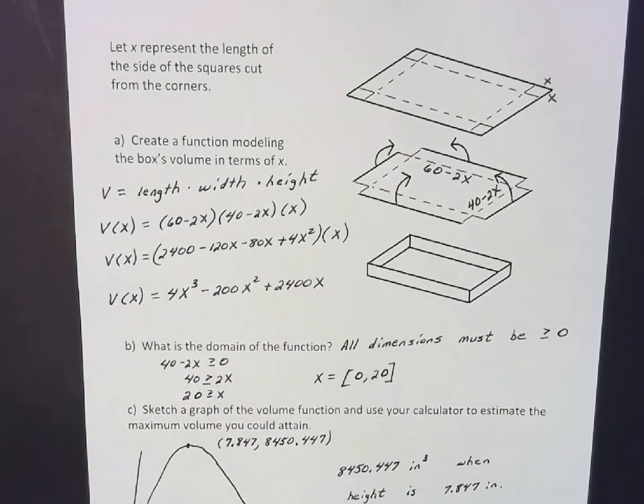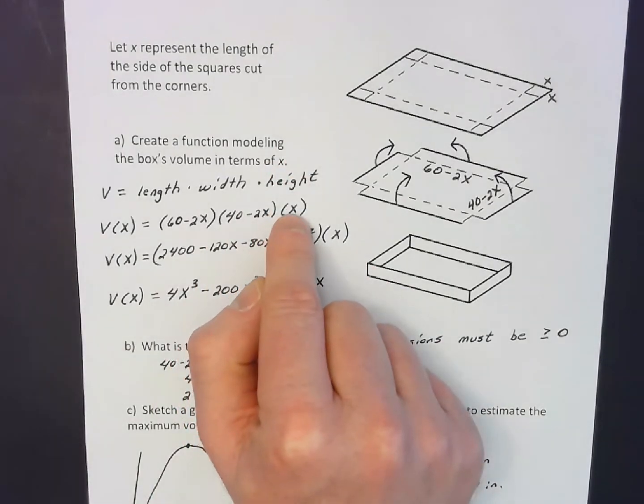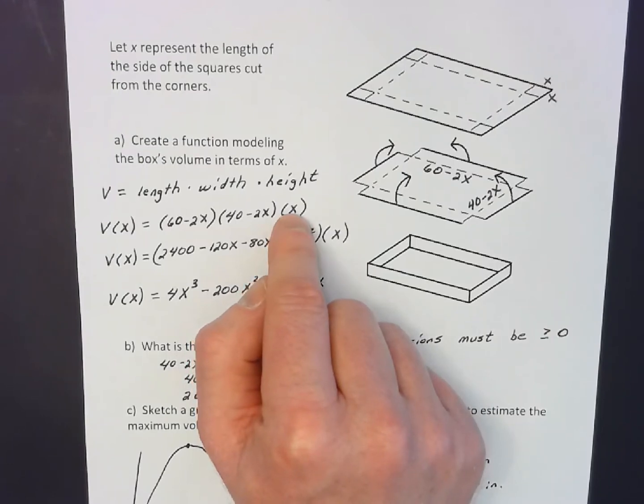Now, when I ask what's the domain of the function, typically we say, well, hey, it's a polynomial, so the domain is all real numbers. Not so here. You need to keep in mind that none of these dimensions could ever be a negative value. So I just went in and I said, well, I know that the height would have to at least be 0.